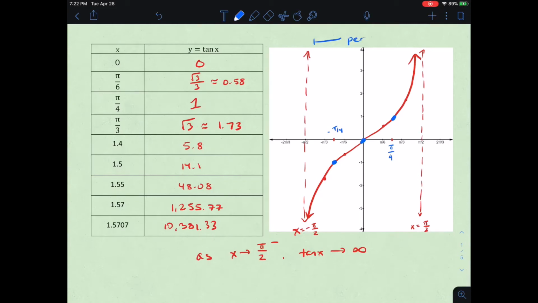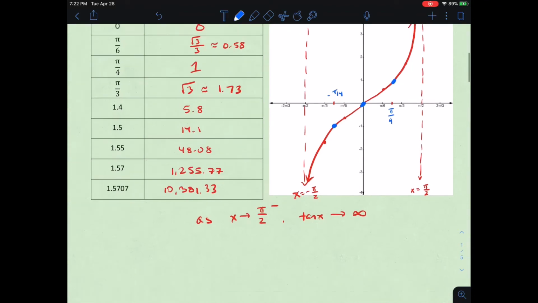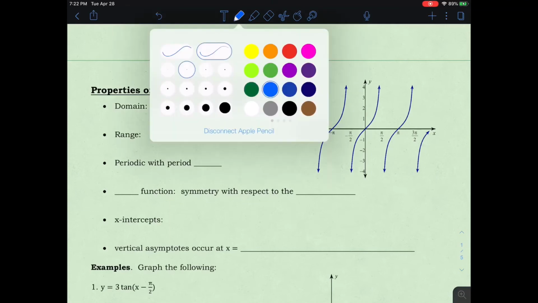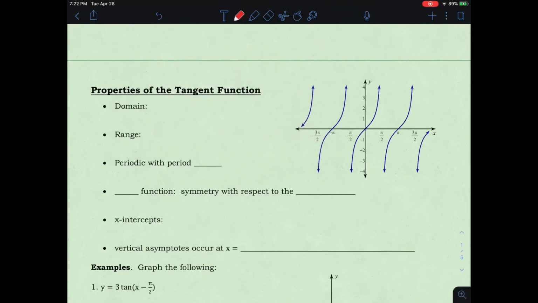And if you notice, this is a period of pi. And the rest of the graph of tangent will just be duplicates of this. So if you look at the tangent graph, it'll actually look something like this. You notice that I have vertical asymptotes here at odd multiples of pi over 2.